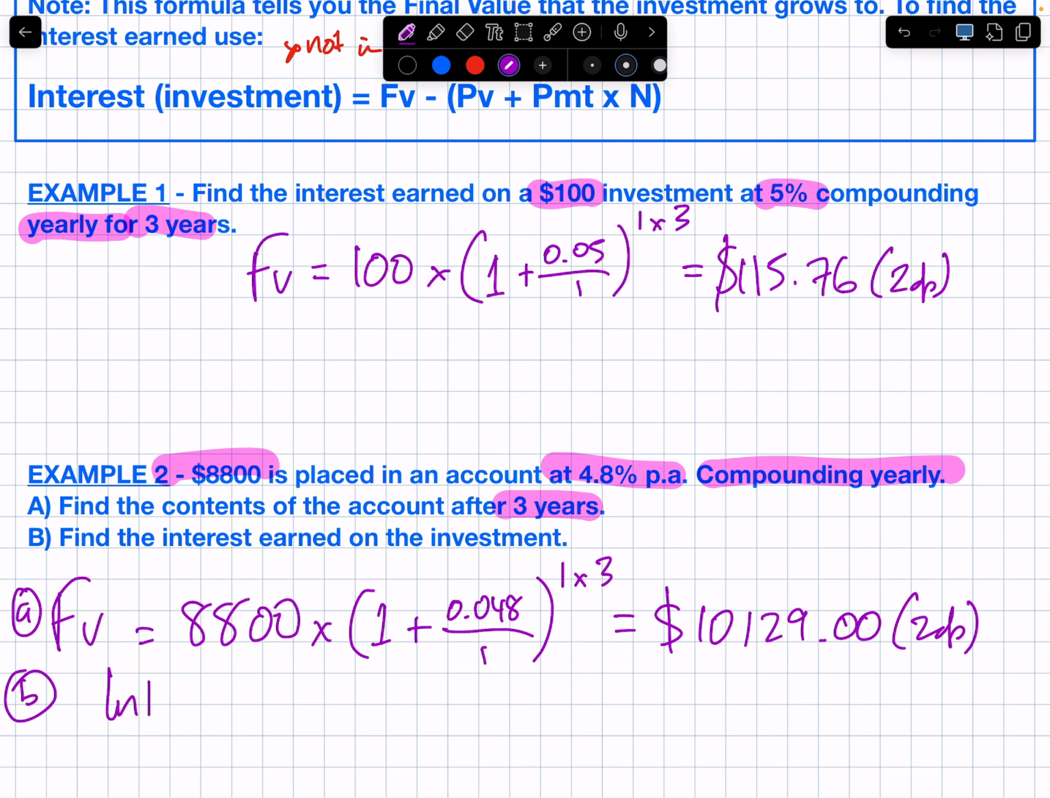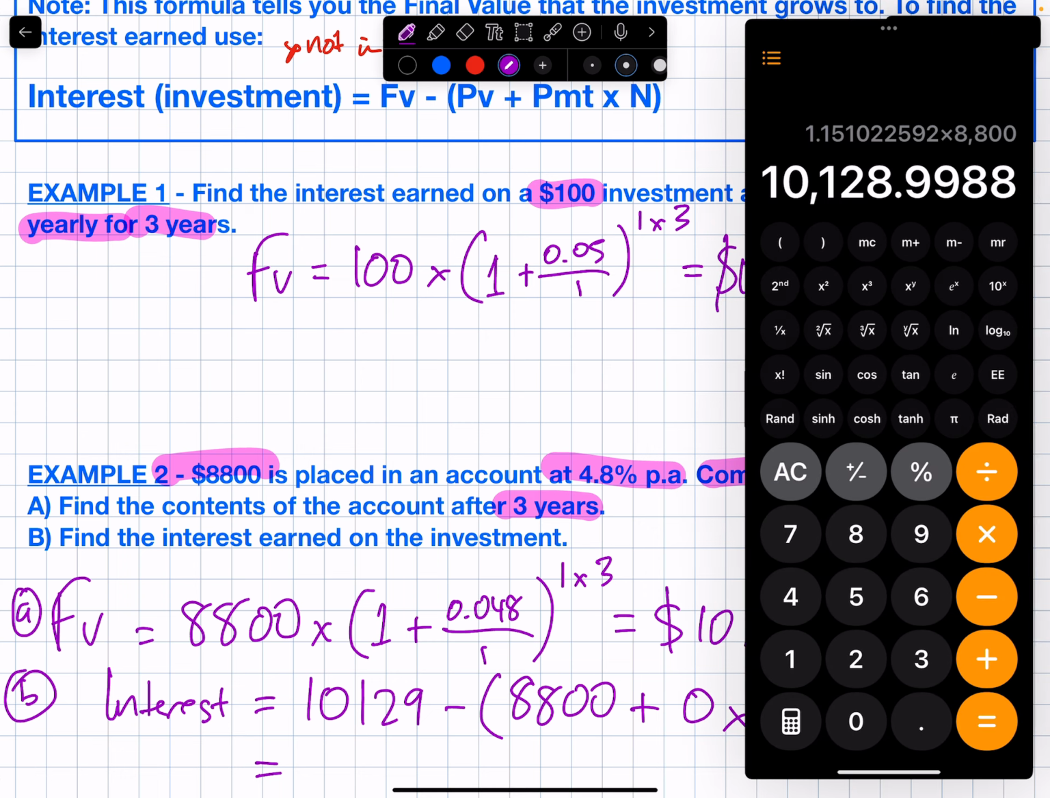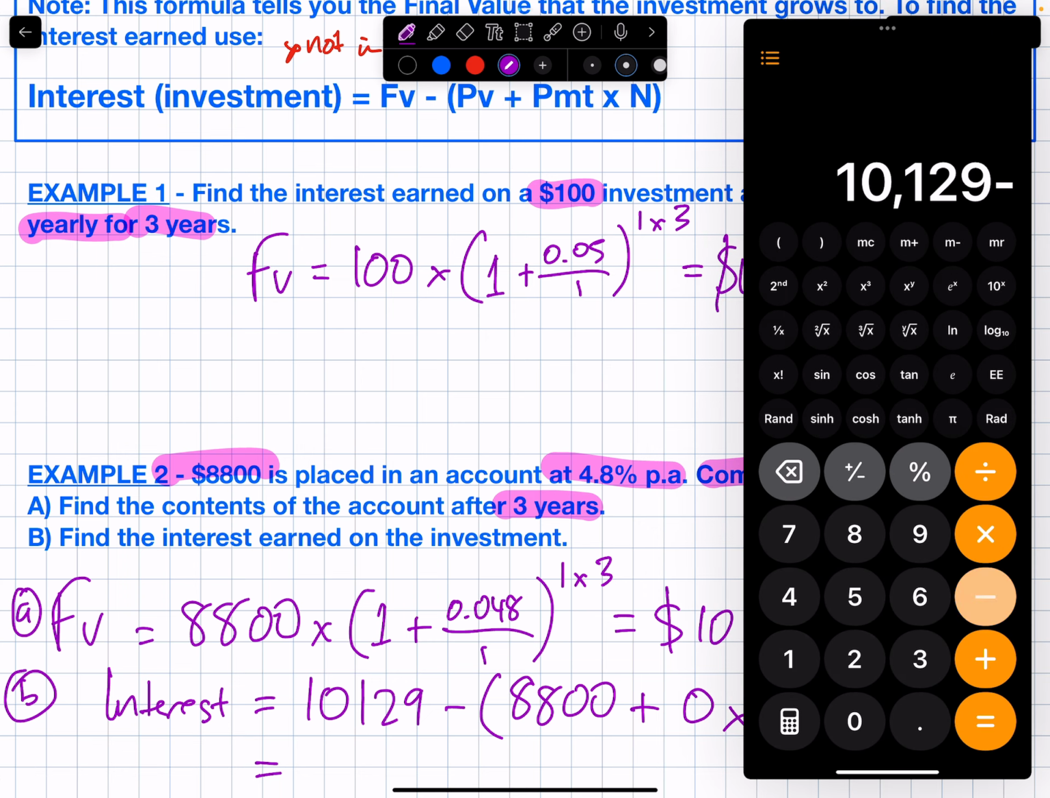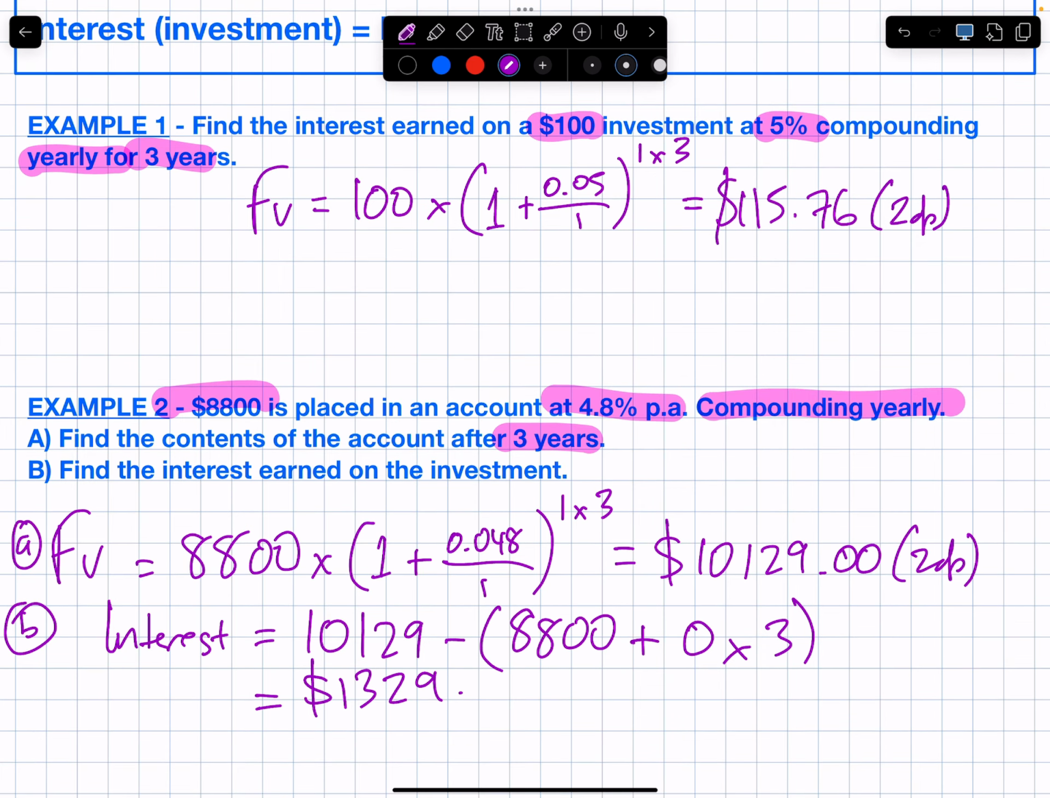So interest equals, what did it grow to? 10,129 minus PV, 8,800, plus payments. Does this question indicate the person was paying regularly at all? They just put $8,800 in the account and let it grow. So PMT is going to be nothing times by N, which was 1 times by 3, still 3. That's going to be 0 anyway. So it's going to end up being 10,129 minus 8,800. They earned $1,329 in interest by doing that.